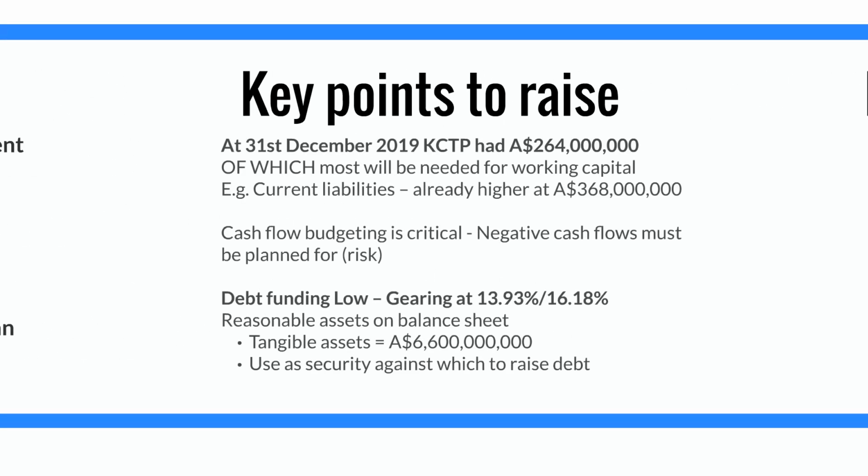So when we're thinking about key points to raise, as I mentioned there, we do have $264 million in the bank. But the current liabilities are already $368 million. So we couldn't pay off all our current liabilities with the cash that we currently have. And a lot of that will be needed for working capital, will be needed for employee salaries, etc.